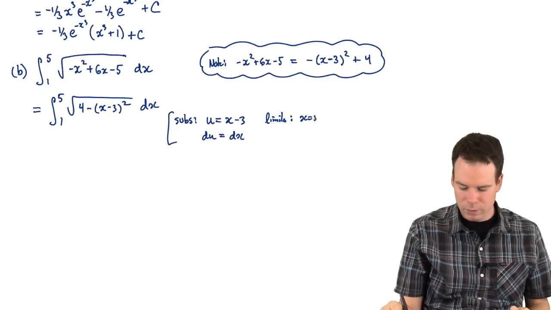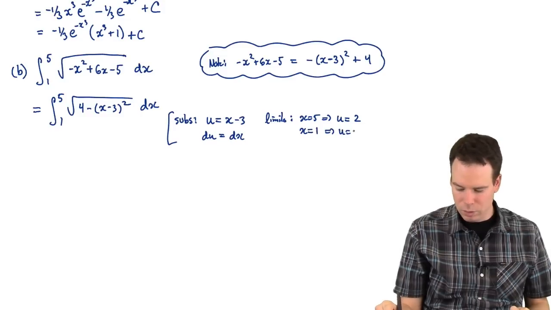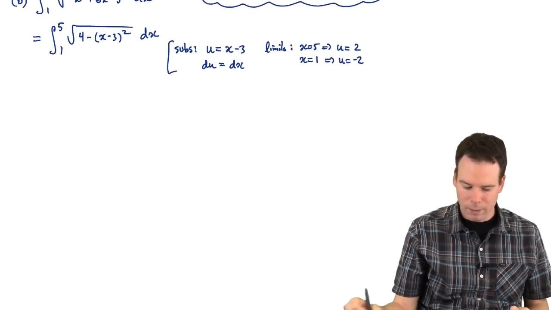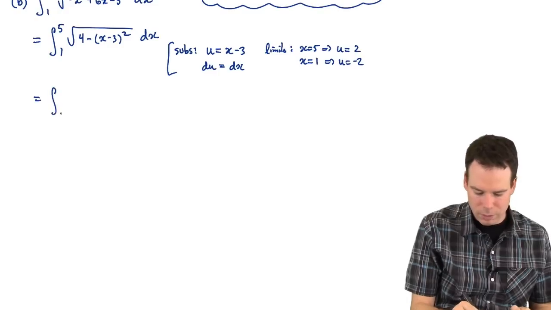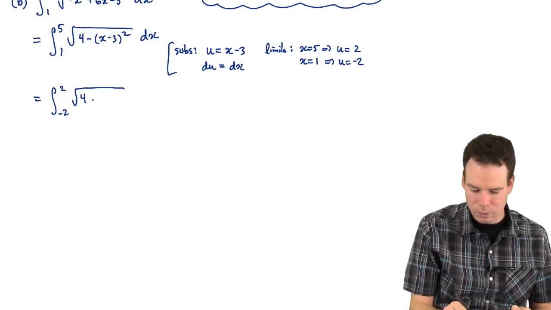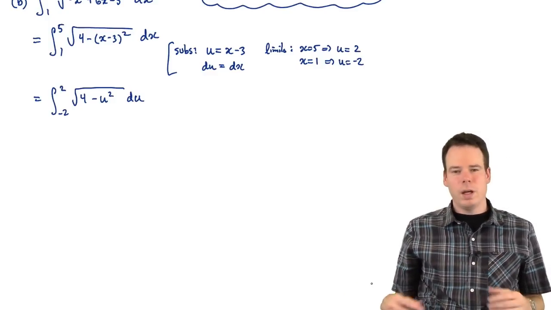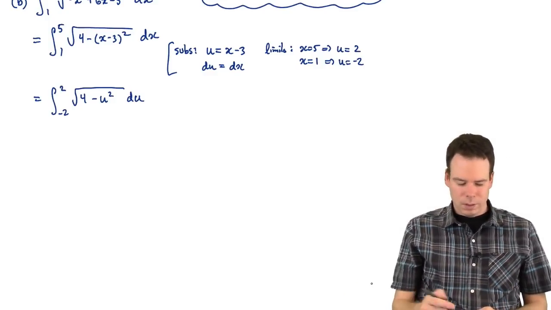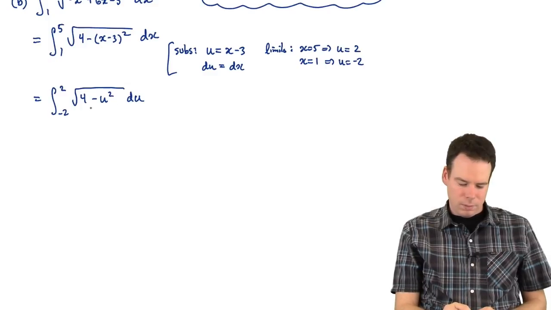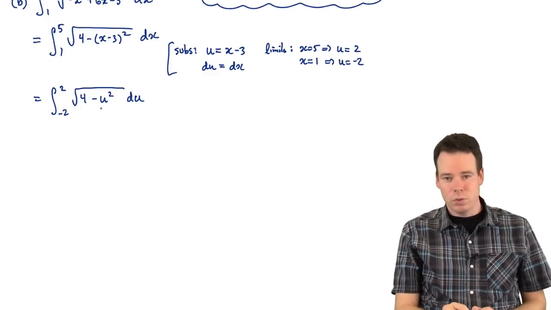So du is dx. Our new limits of integration, what are those going to be? Well, x is 5 implies u is 2. And when x is 1, that means u is negative 2. So our new integral becomes the integral from negative 2 to 2 of 4 minus u squared du. Okay, so now what can we do? Well, this looks like a good candidate for doing a trig substitution.